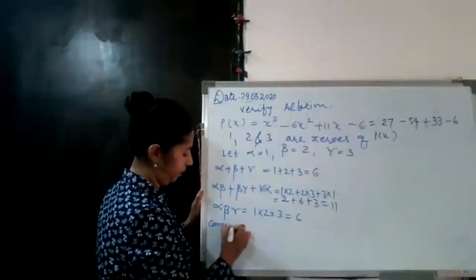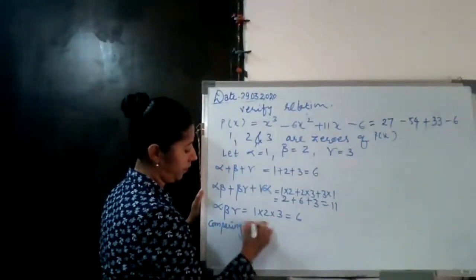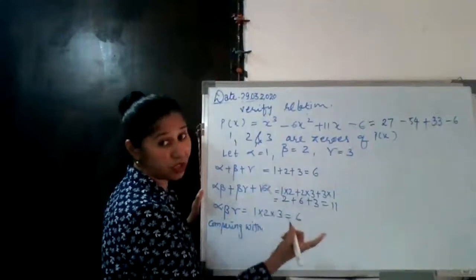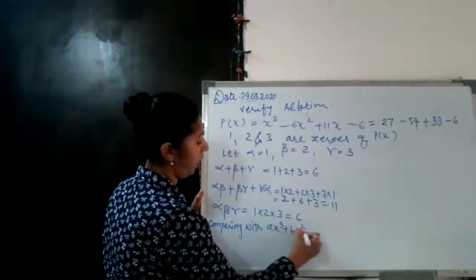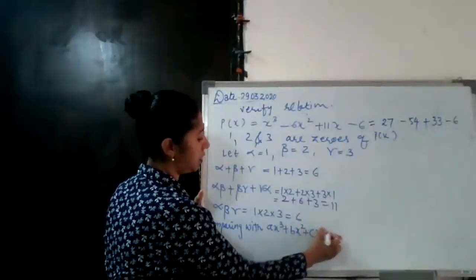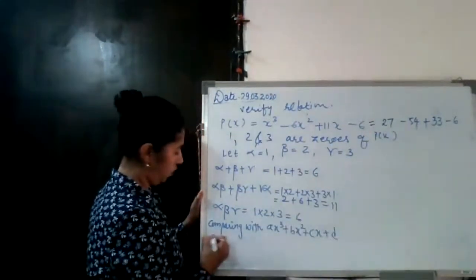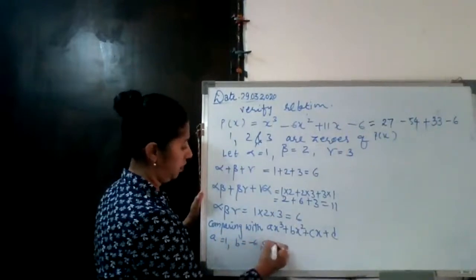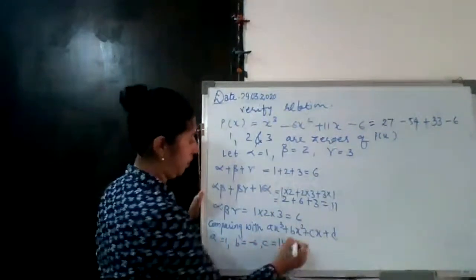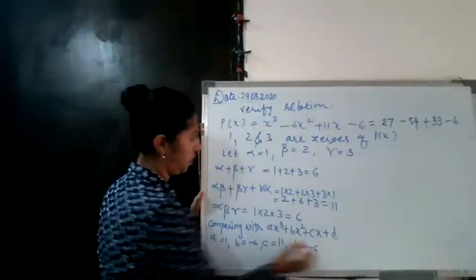Comparing with the general form. And here what was the general form? ax cubed plus bx squared plus cx plus d. So what is a? 1, b is minus 6, c is 11, and d is again minus 6.